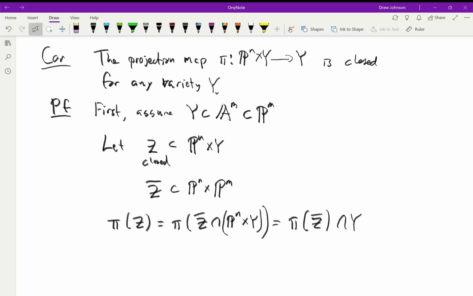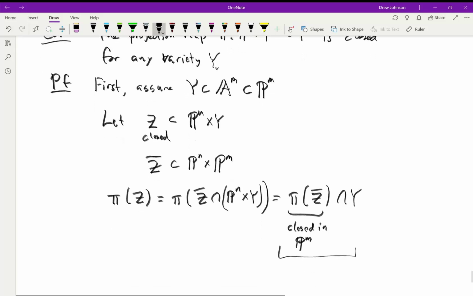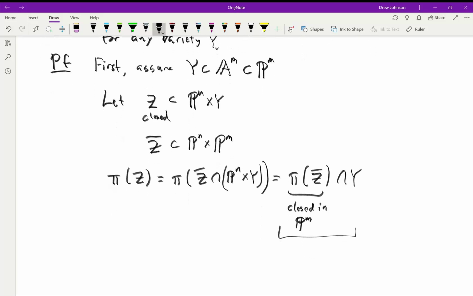Okay, now P of Z bar, this is closed in P^m by the result we just barely proved. Okay, and then if you take a closed set intersect with Y, now this is exactly closed in Y using the subspace topology, right? Okay, and so pi of Z is closed in Y. That's exactly what we want.